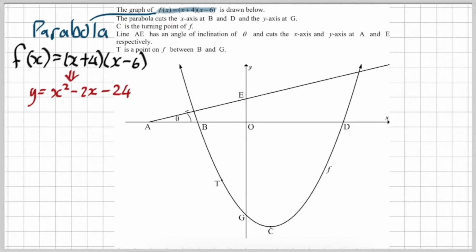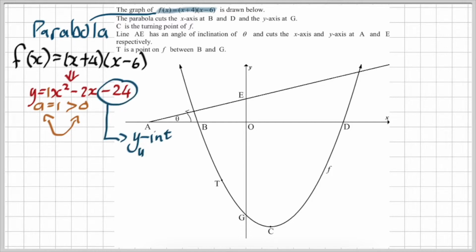Why would I want standard form? Because I can interpret more. So first of all, a is 1. That means my graph is smiling. Perfect, that's a first analysis. Secondly, the negative 24 is the y-intercept. So I can automatically read that off. This means that on my graph, I can write this in at G.